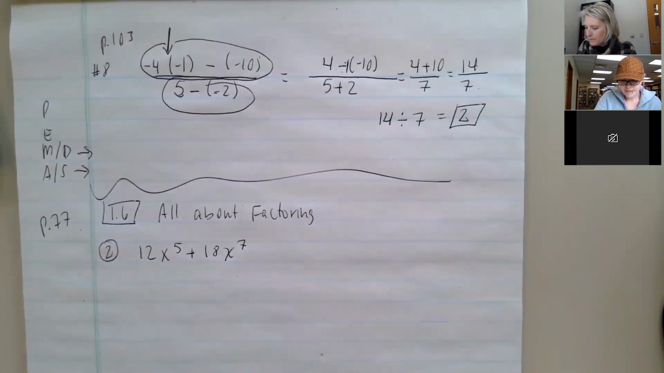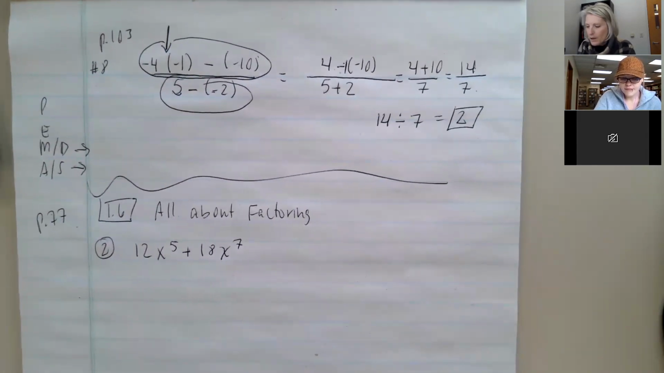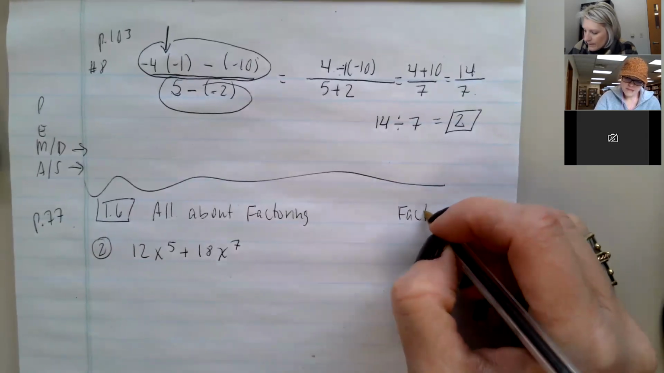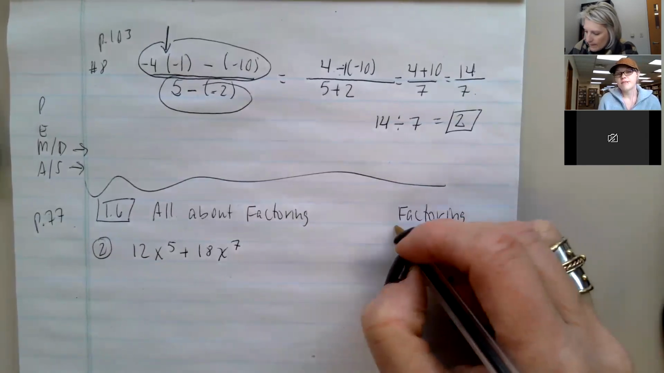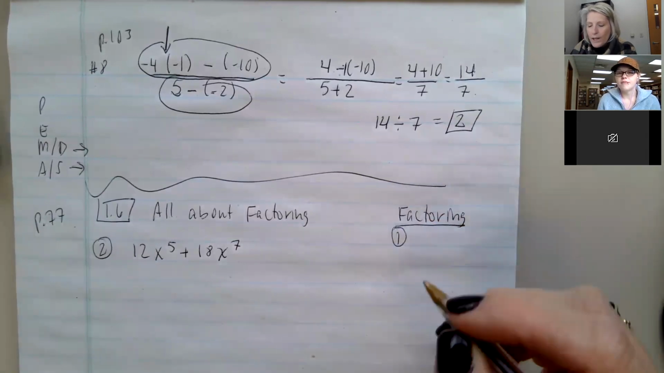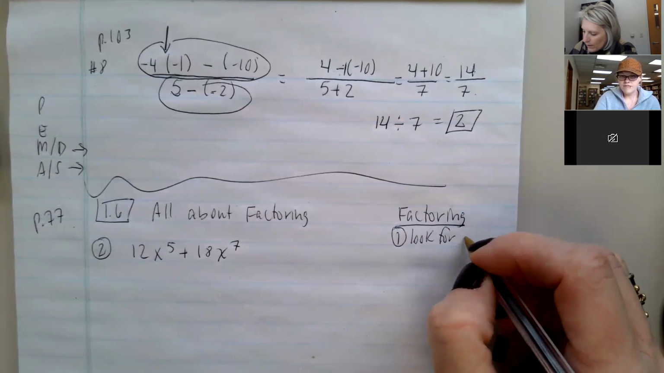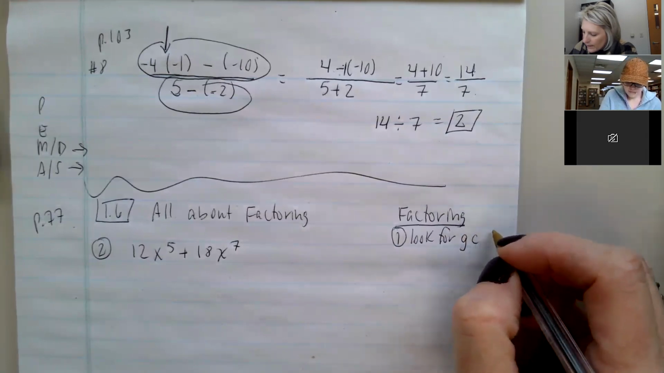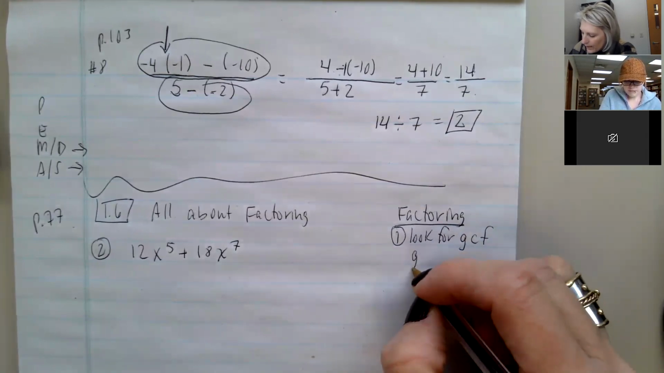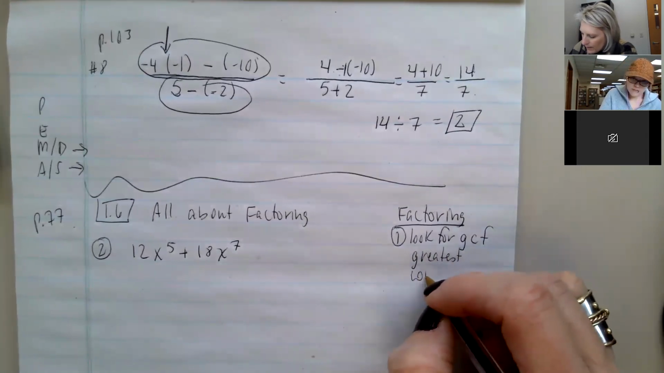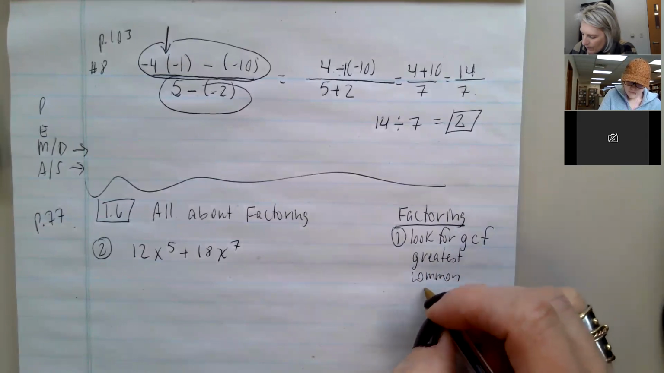So, basics on factoring. The first thing we always do is we look for the GCF, the greatest common factor.